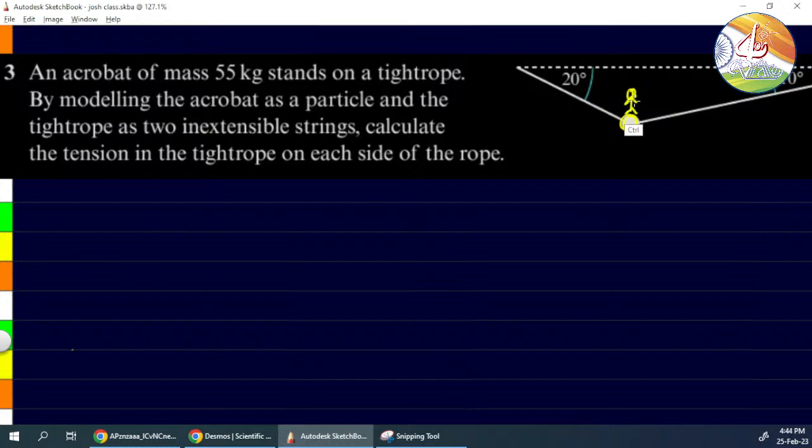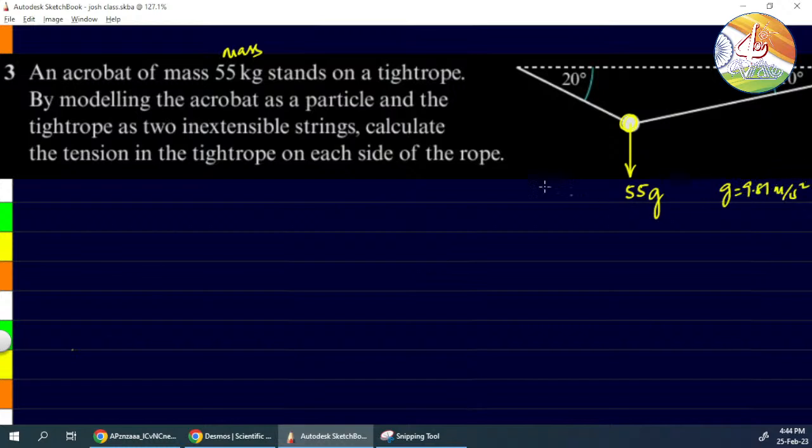Now we are considering that person as a particle, and the weight of the particle will be acting downwards. How much? That is 55 kg. Kg gives us the value of mass, but here we want weight. So we need to take m into g, where the g value is 9.81.